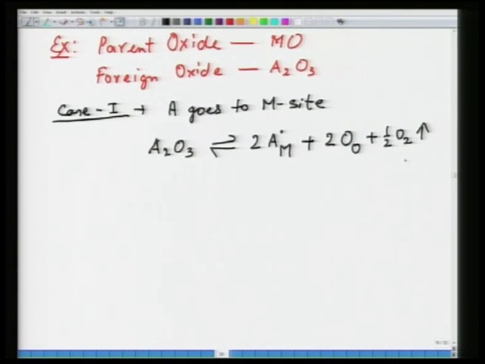So, this is balanced in terms of mass and site, but how about the charges, the electrical neutrality? You have now +2 charges here. These +2 charges have to be compensated. So, these 2 charges here are compensated by the creation of 2 electrons. So, this is your electronic compensation, giving rise to quasi-free electrons. So, this is case 1.